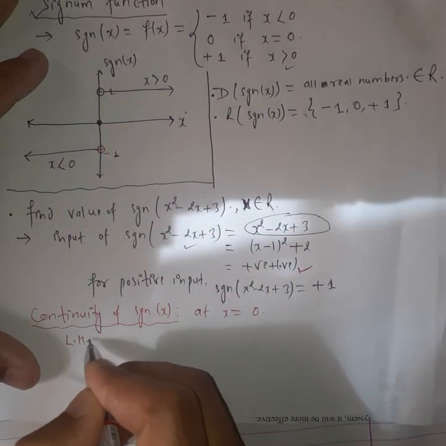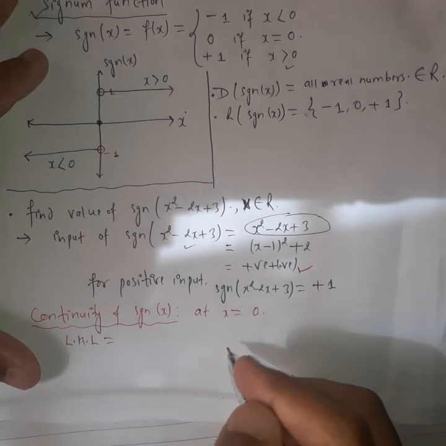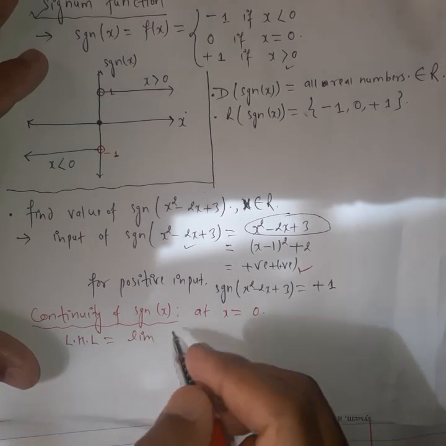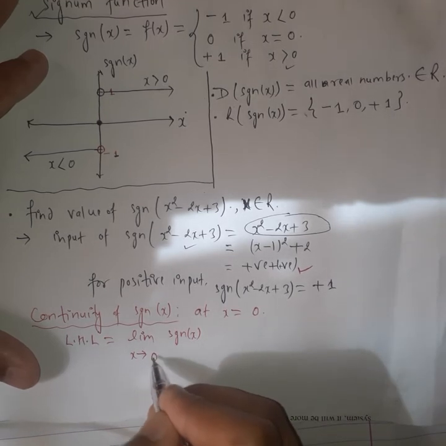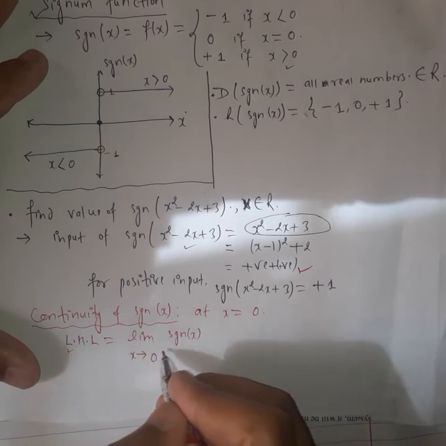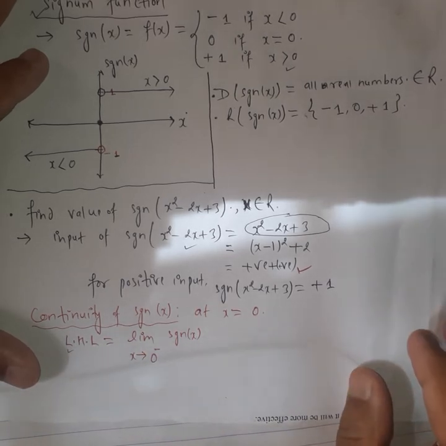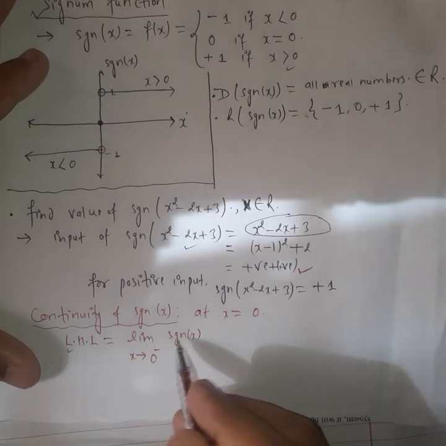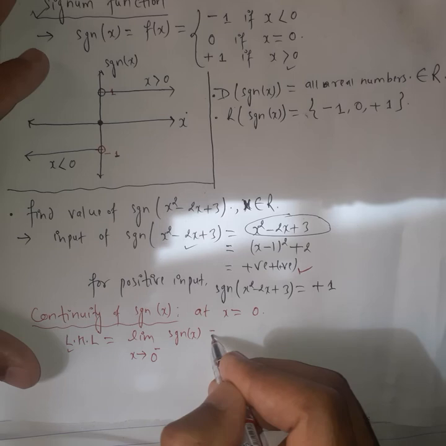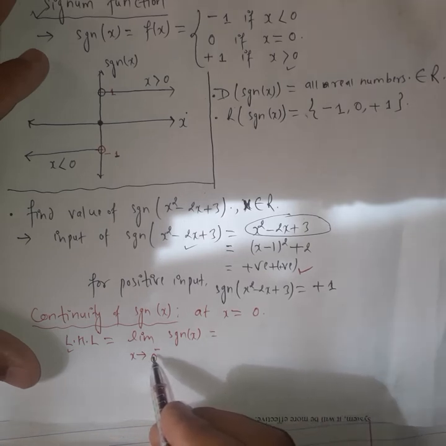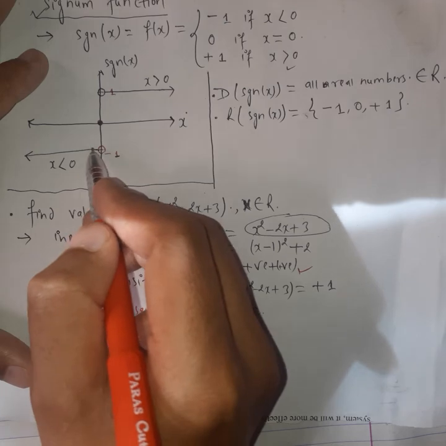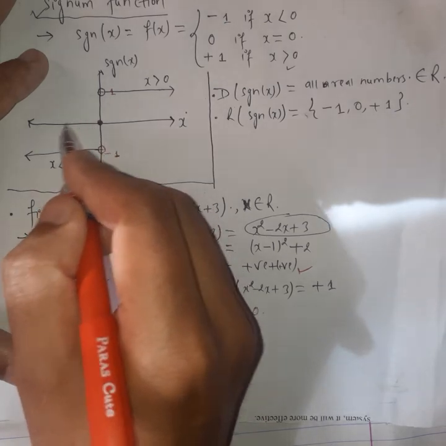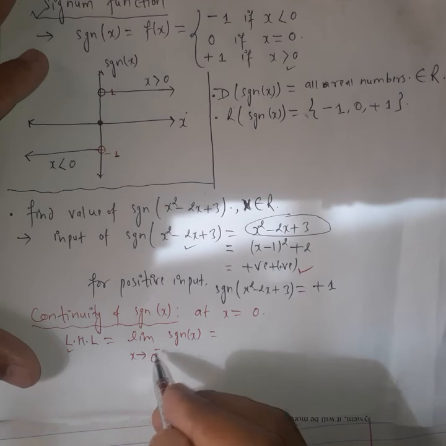Let's calculate the limiting value for the signum function. Let's calculate first the left hand limit at the point x equals 0. The limit of the function signum of x, when x approaches 0 from the left hand side, so we have to put the negative sign on the top. Here we are going to take the values of x which are very close to 0 from the left hand side. These are negative values.